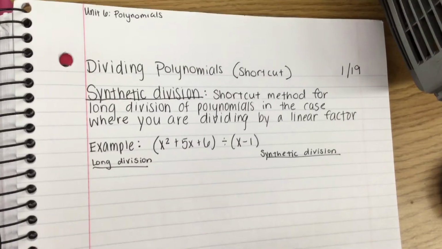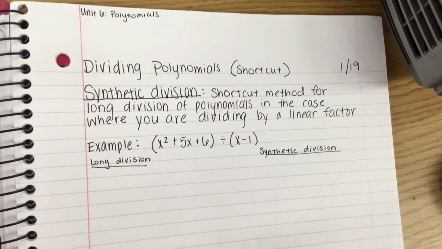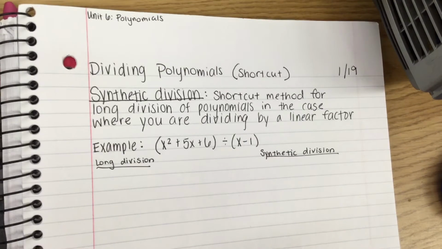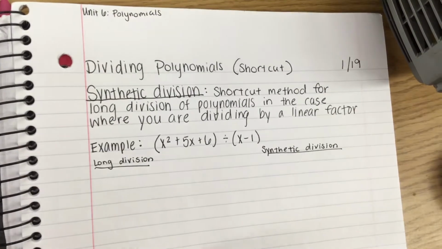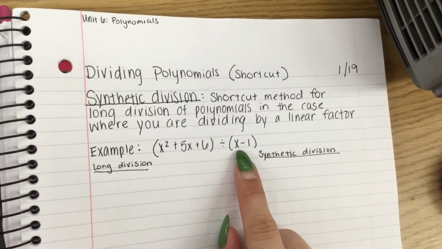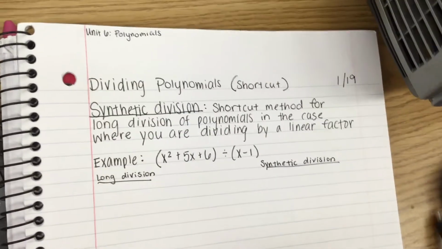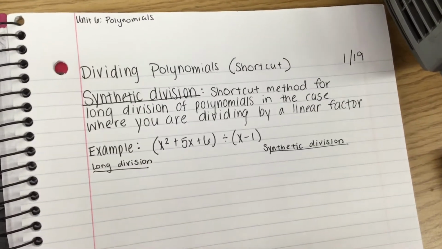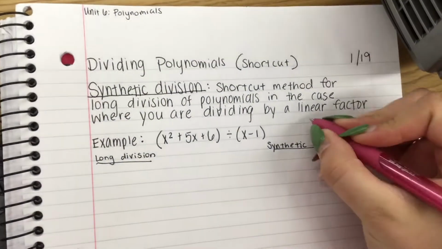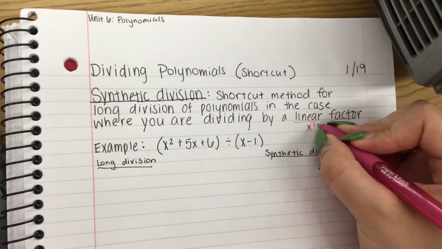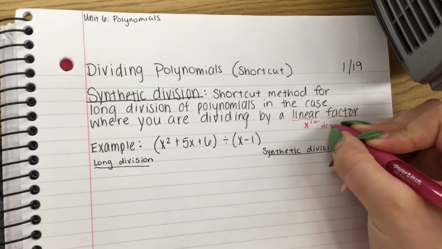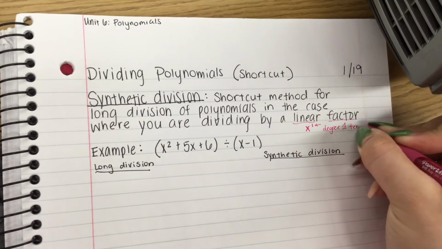What's up, y'all? Today we're going to be using the shortcut method for long division of polynomials, which is called synthetic division. You can only use this shortcut when you're dividing by a linear factor, just like this x minus 1 here. Remember that linear factor means that you have a term with an exponent of 1 as the highest exponent, or a factor that is degree 1.